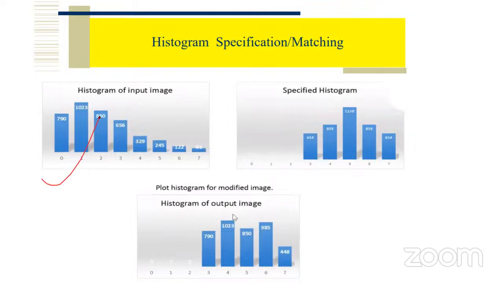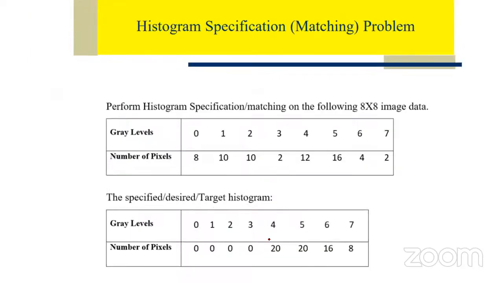This is the input image histogram, and this is the target image histogram. After applying histogram matching, we can find the input image histogram intensity values are increased, so that we get the matched image. That is called the output image with contrast enhancement. So this is a simple thing. This is what we are going to focus on: histogram matching or histogram specification.